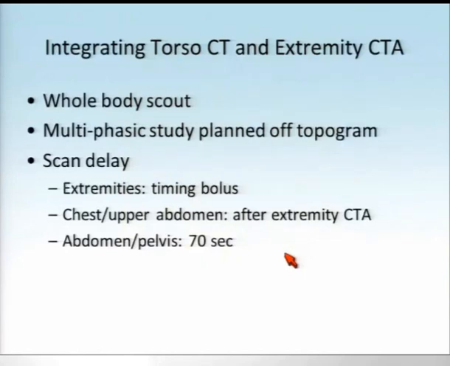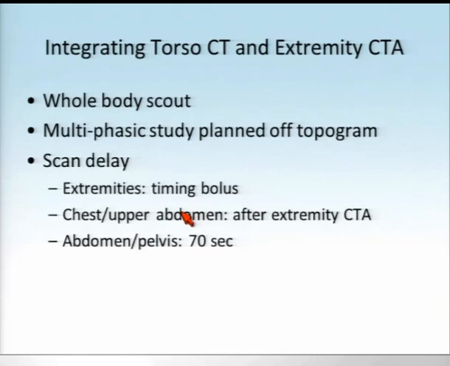In patients that deserve both extremity CT angiography as well as torso imaging, which is many of our multi-trauma patients, we can readily integrate these examinations. And it does require whole-body scout topograms for subsequent planning of these studies. And again, we're using timing bolus technique. And then we acquire the extremity CTA, appropriately timed using that test injection.